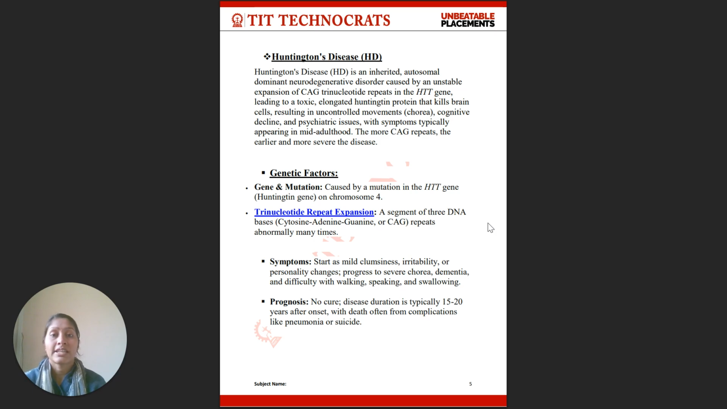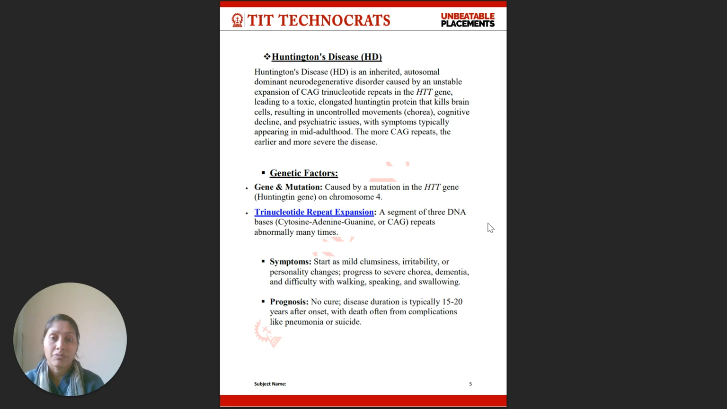In this, the genetic factors affecting Huntington's disease. Gene and mutation. Caused by a mutation in the HTT gene, the Huntington gene, on chromosome 4. The next, trinucleotide repeat expansion. A segment of three DNA bases, cytosine, adenine, guanine, or CAG, repeats abnormally many times.